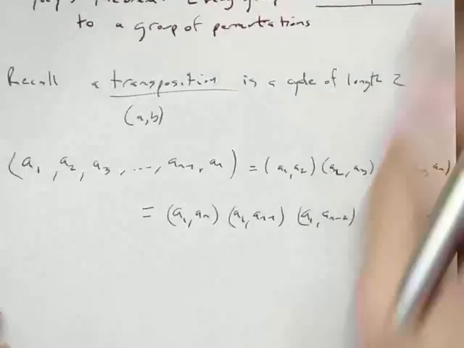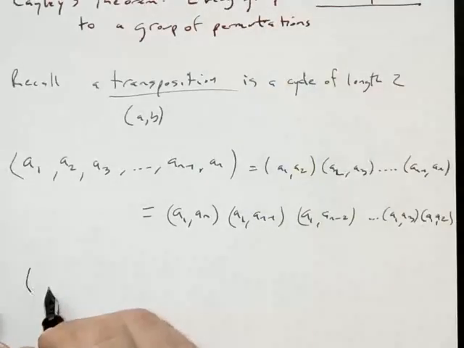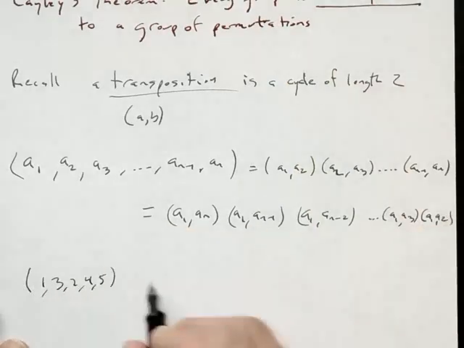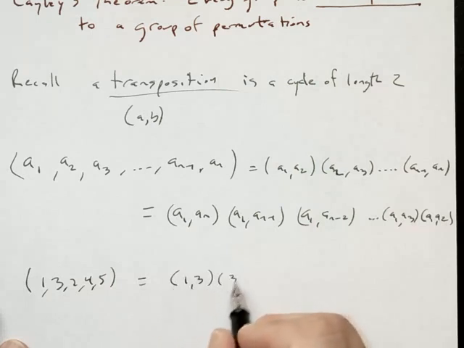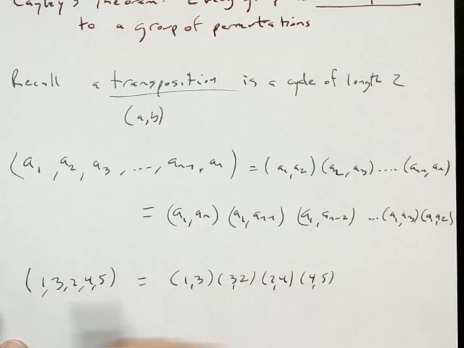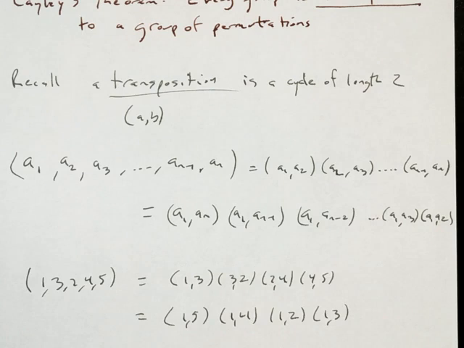So something like (1 3 2 4 5). If I use the top version, I would write (1 3)(3 2)(2 4)(4 5). If I use the bottom version, I would write (1 5)(1 4)(1 2)(1 3). You should actually check that these work out to be the same thing. I guarantee you they will, but you should check.